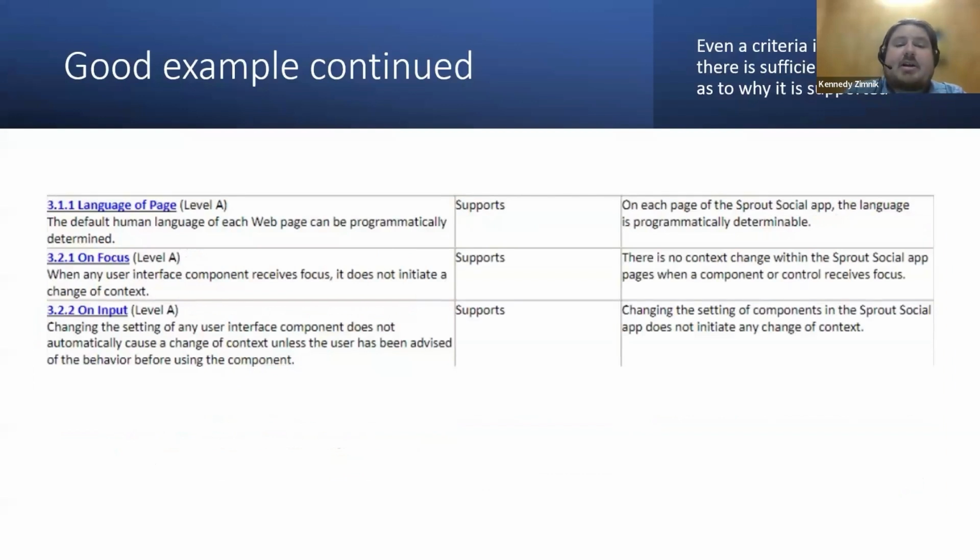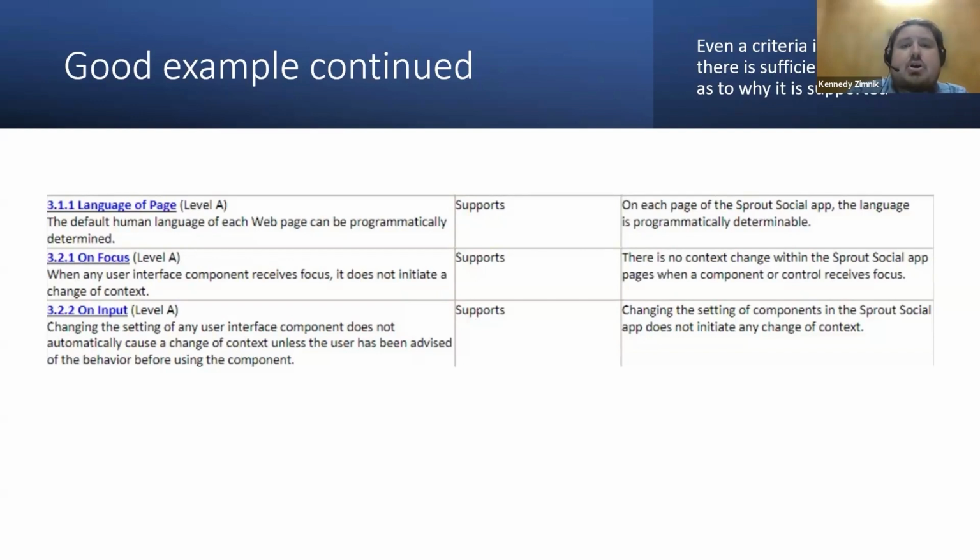Okay, another good example, continued. Even if the criteria is supports, there is sufficient explanation as to why it's supported. For example, 3.2.1 On Focus, this is level A. When any user interface component receives focus, it does not indicate a change of context. So this supports, and in the remarks and explanation section, there is no context change within the Sprout Social app pages when a component or control receives focus. That's the example I used. So it's just explaining why this criteria is supported in their app or site.